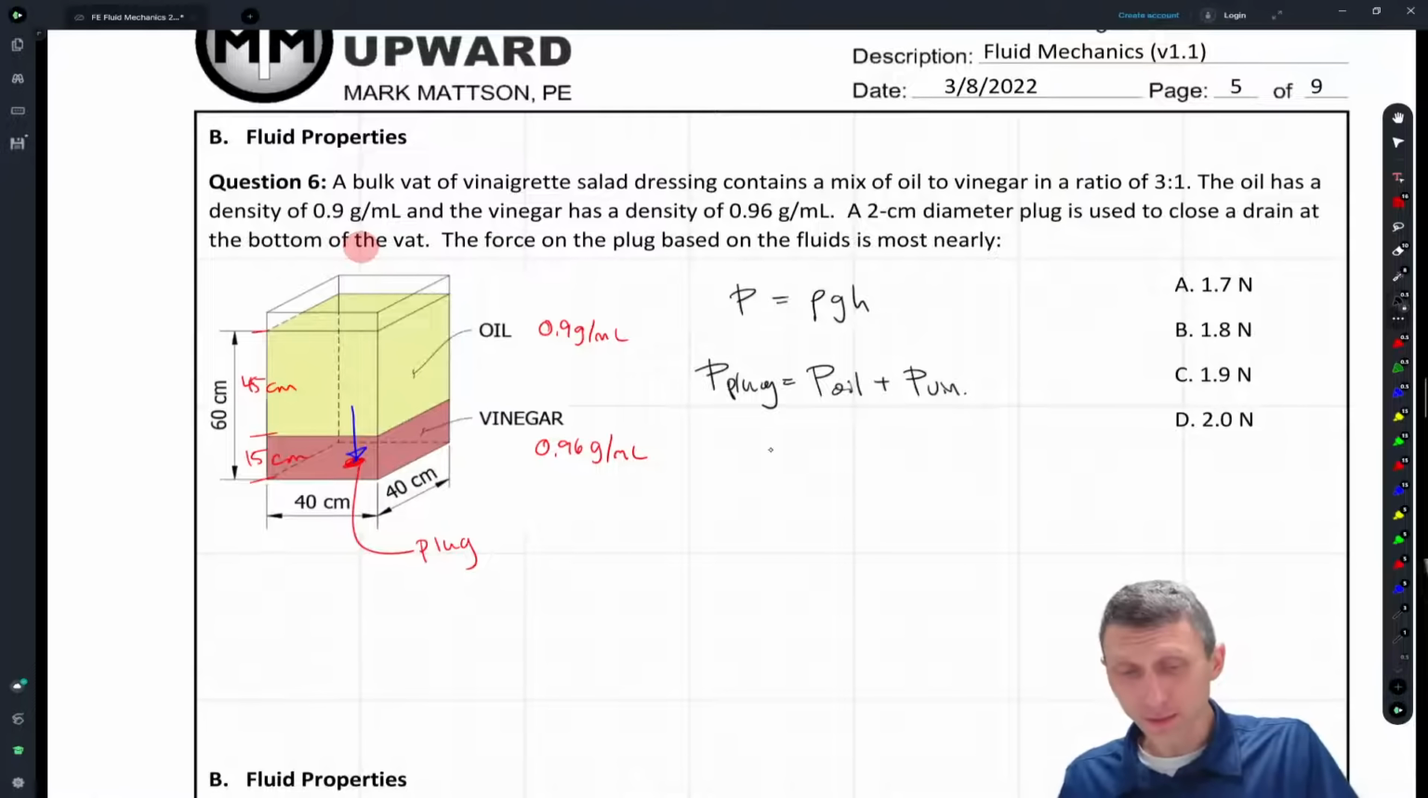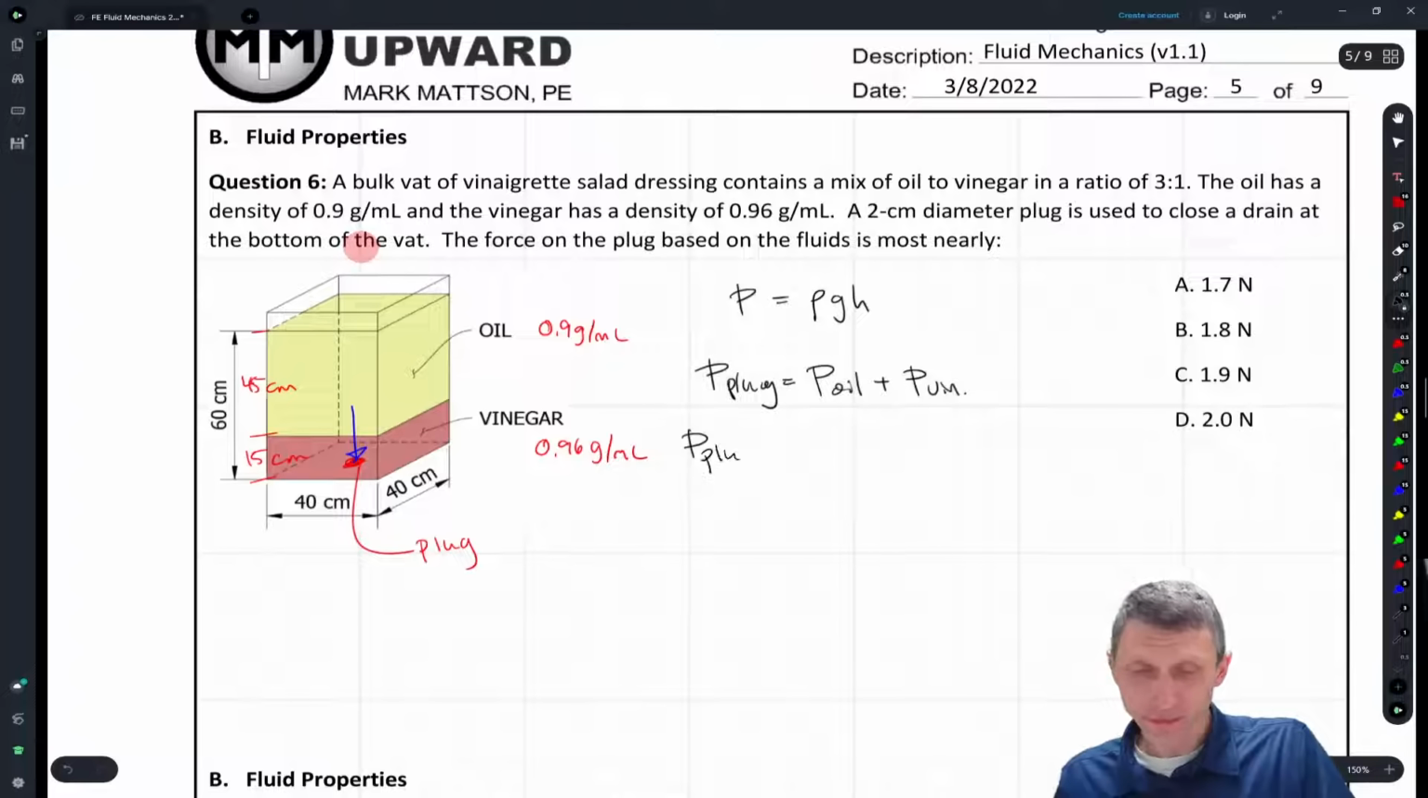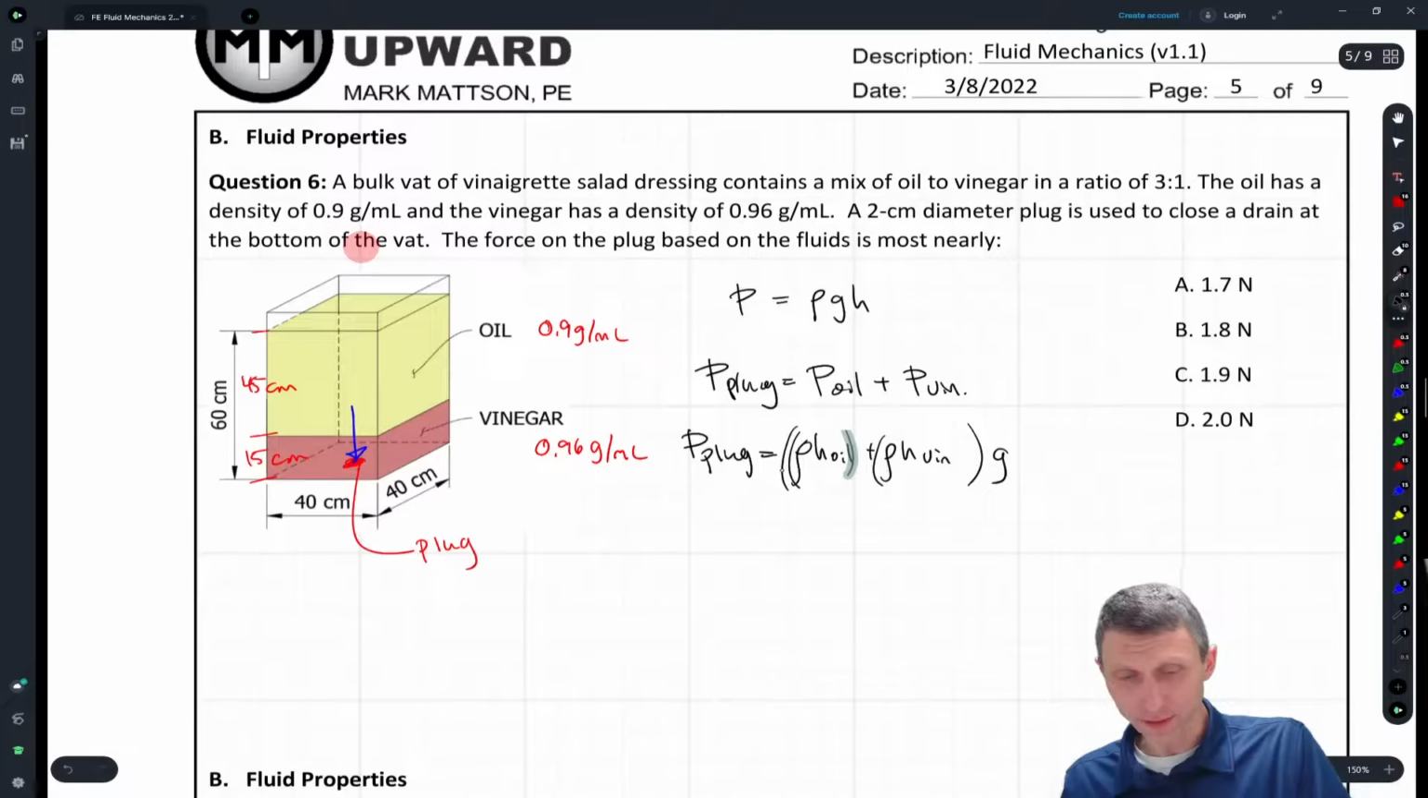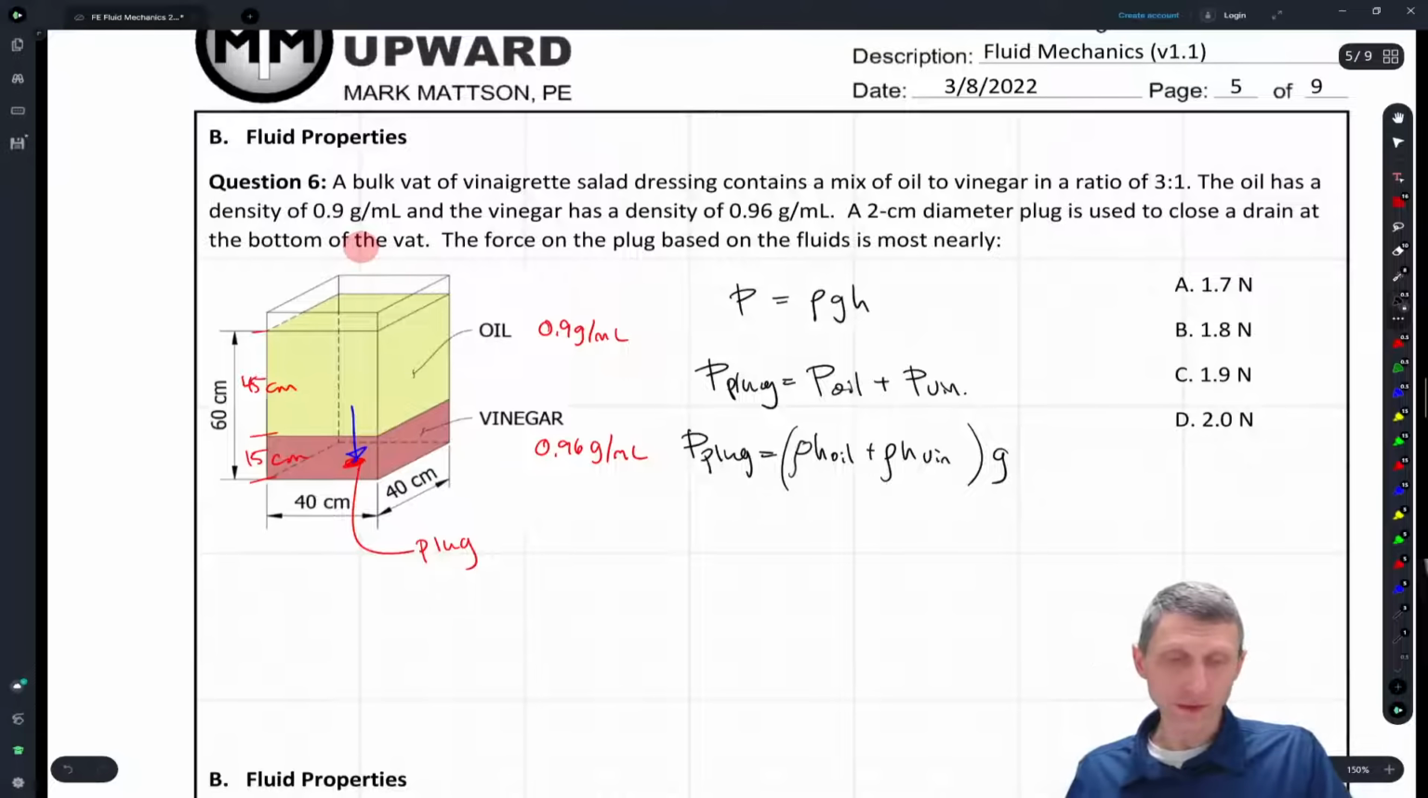Okay, so we're going to say the pressure at the plug is going to equal the rho of the oil times g. Actually, let me take the g out of this. I'm just going to put g at the end. Rho h of the oil, plus rho h of the vinegar. Let me get those extra parentheses out there. I thought I was trying to make it more clear and I just failed. So let me try this. Rho h of the oil, rho h of the vinegar.